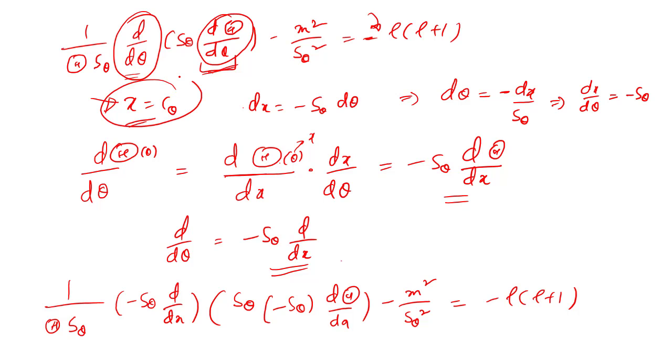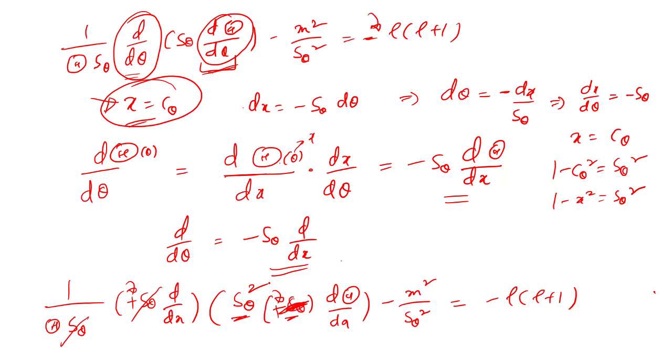So we have supposed that x is equal to cosine theta. So if x is equal to cosine theta, then 1 minus cosine theta square is sine theta square, or 1 minus x square is sine theta square. Right? So here I have sine theta and sine theta cancel out, and I have a minus sign here and a minus sign here. So they both multiply, and I get plus sign.